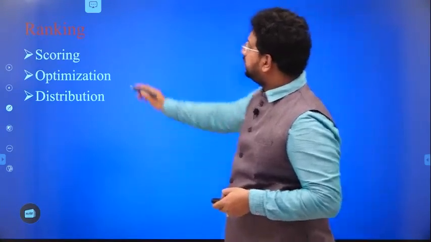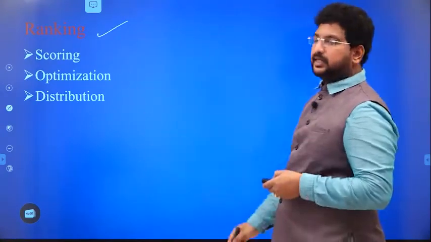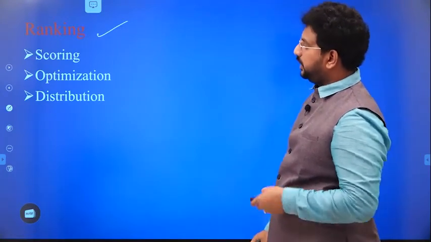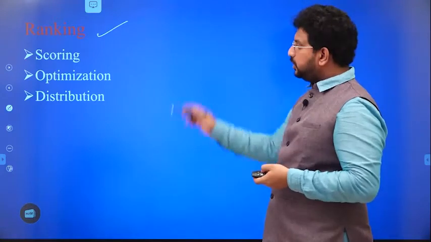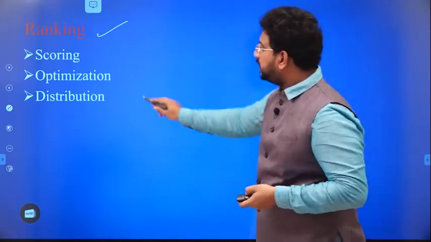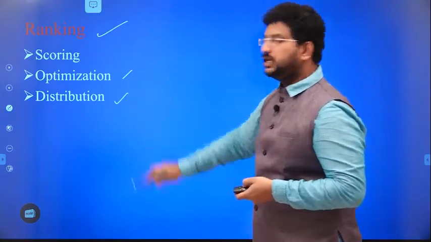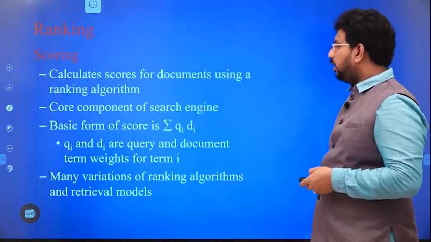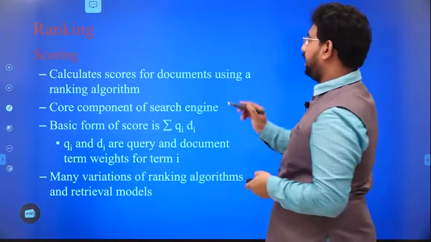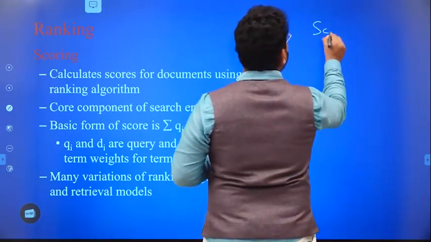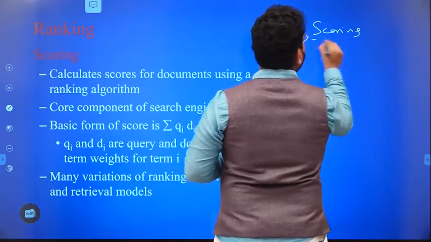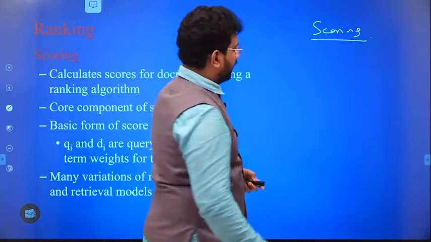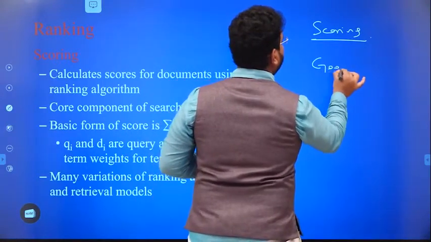And the next component is the ranking. This is the second component of the query processing. The first internal component present in the ranking is scoring, then optimization, and the third one is the distribution. Now we'll see scoring, how the scoring will be calculated. Now we try to understand how the score will be calculated. Now you consider the same.